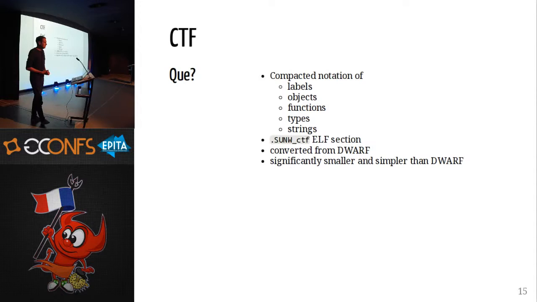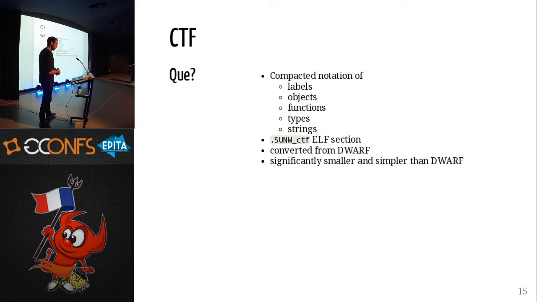So CTF can be considered a compacted notation of labels, functions, and the other types that it supports. In practice, it's basically always compressed with zlib. And there are two versions of CTF available, but within OpenBSD, we only target right now version 2, the latest version. Version 1 isn't really in active use anymore, so there's no reason why we should develop our tools to use that.